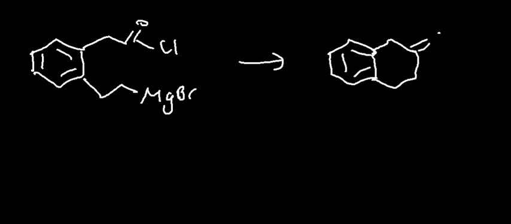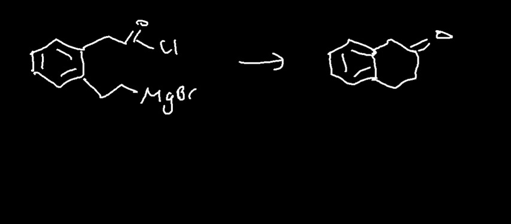Here's another example. So let's say you have an acid chloride and a Grignard reagent. Immediately, these two will react. Let me draw this, but that's a chlorine. Propose a mechanism for the formation of this product.